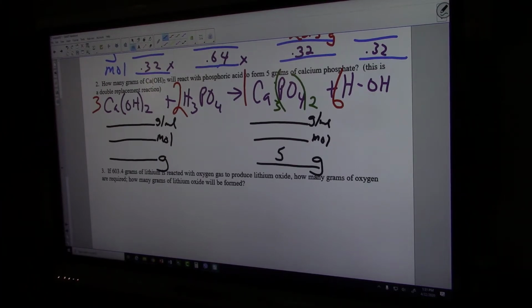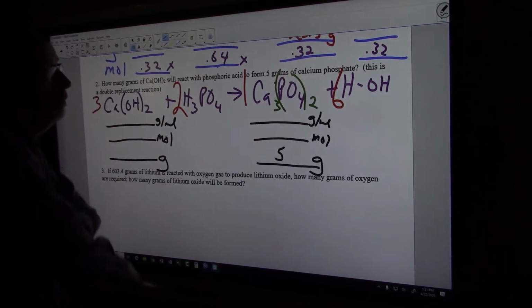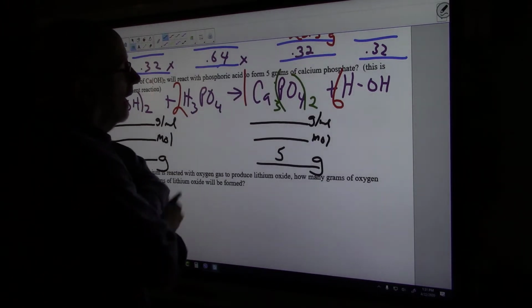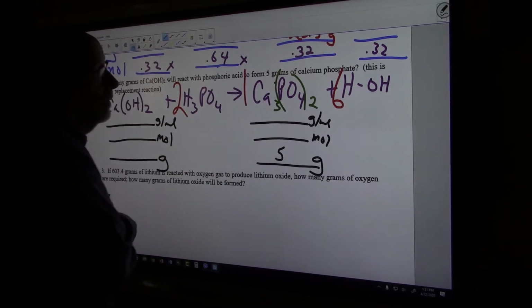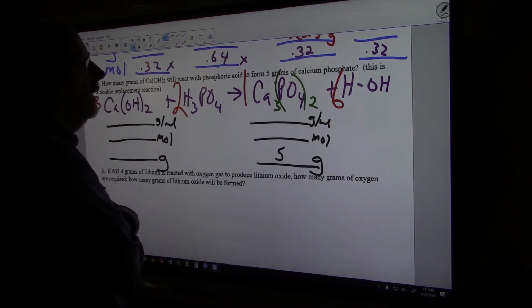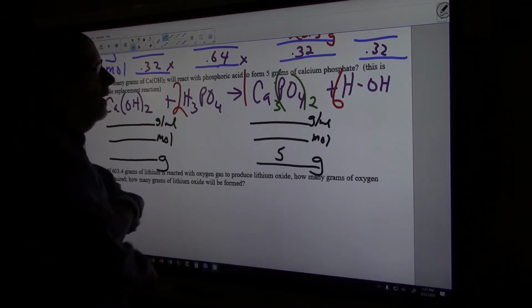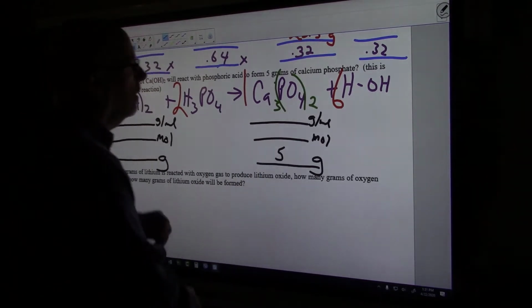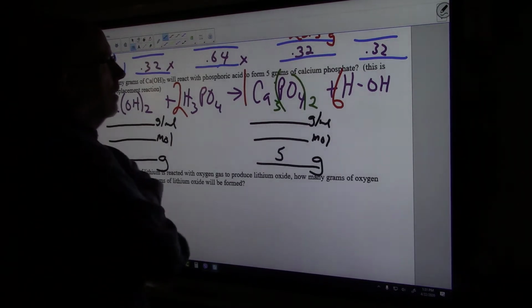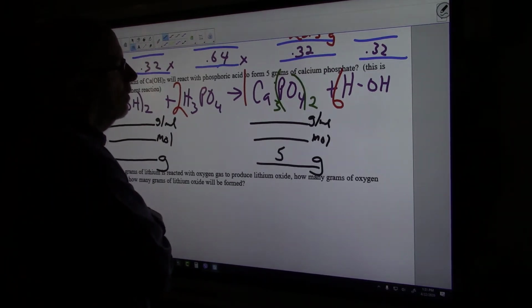All right. So, molar mass of calcium phosphate. Oh, boy. PO4. Oxygen 16 times 4 is 64 plus 31 is 95. Plus 40 plus 40 plus 40, which is 120. I really hope I got that right. Gosh, did I do that right? 64, 74, 84, 94, 95 times 2 is 190 plus 120.